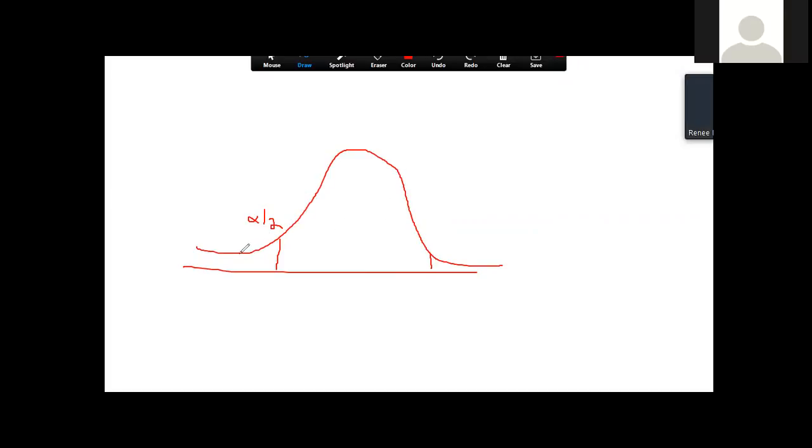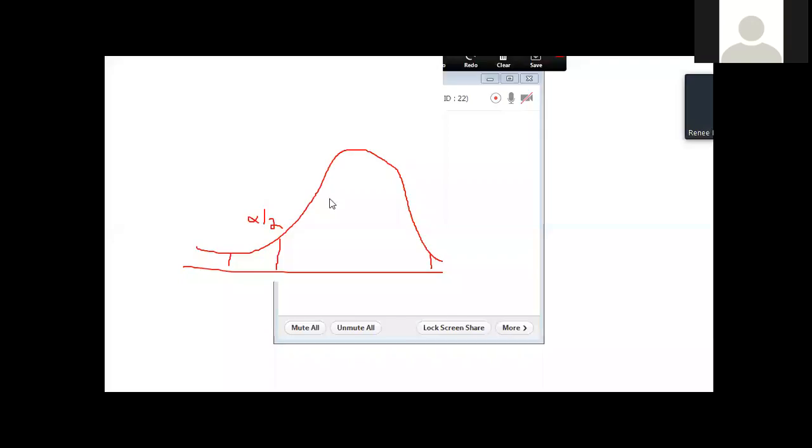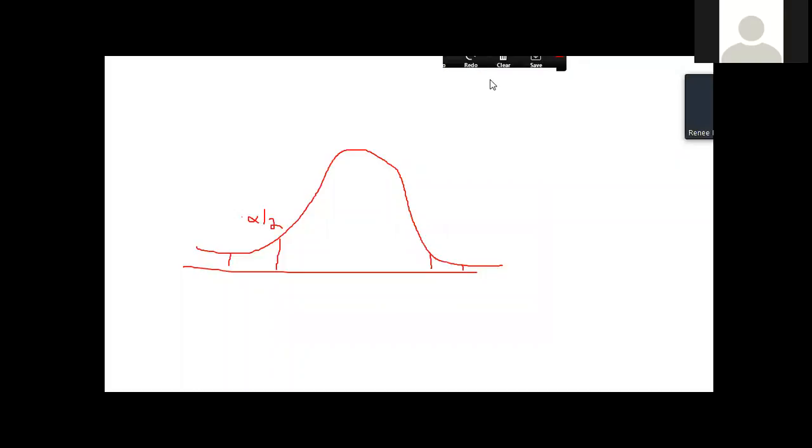The 0.01 gets you even further here, correct? So that we got a 99% confidence interval. So as you can see, the confidence interval becomes wider, which means that you have a lower probability of the obtained difference being a result of sampling error, right? Because your confidence interval is wider, you have less of a probability of it being a sample error because you've got more space. You're very unlikely to get it out into these little tails here.